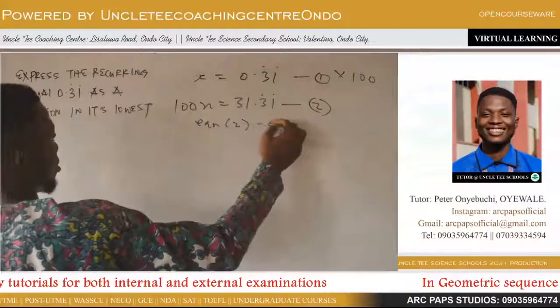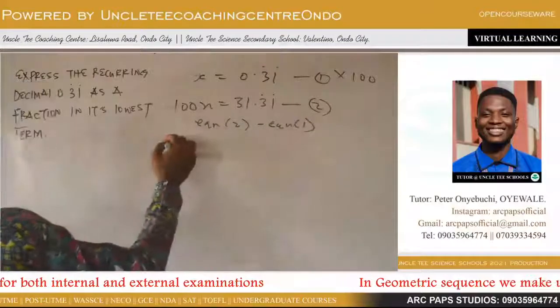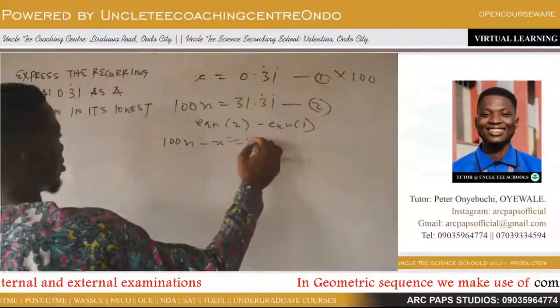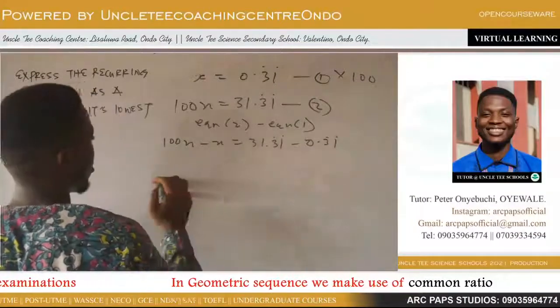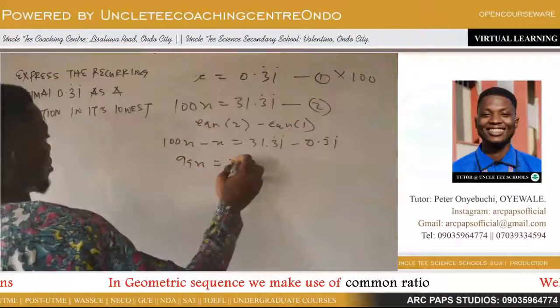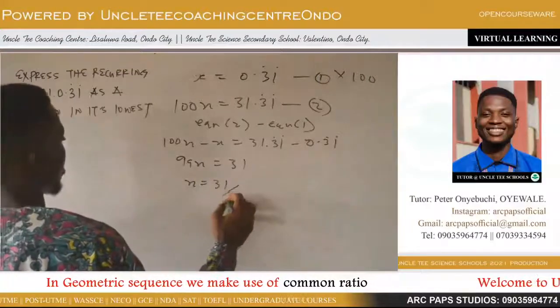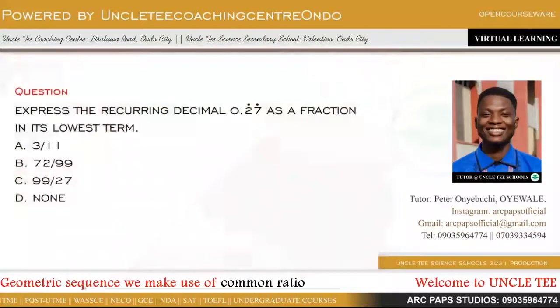So subtract equation 1 from equation 2. That will be 100x minus x is equal to 31.31 to infinity minus 0.31 to infinity. So 100x minus x, that's 99x, is equal to 31. Our x is equal to 31/99. That will be our correct answer.